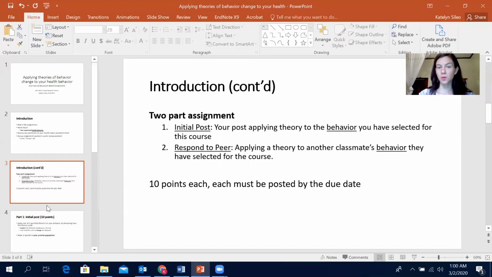Each of these are 10 points each, so they are equally weighted. So you should put an equal amount of effort into both.